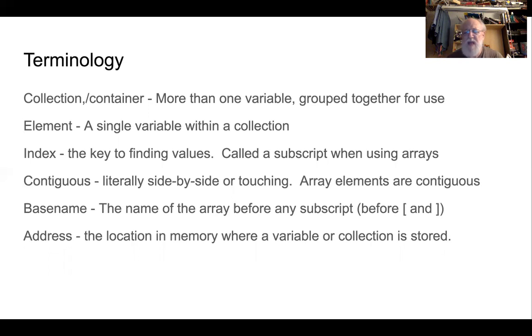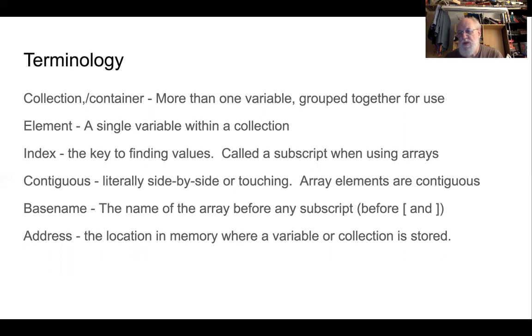Base name, you'll see that sometimes the compiler comes out with that term. The base name is the name of the array without any subscripts. So if I have an array of ints, it says int my array, bracket 5, close bracket. If you leave off the brackets and you just say my array, that's the base name. And then you take the base name and you apply the subscript operators, which are the square brackets with a number inside, to that base name to get to a particular element.